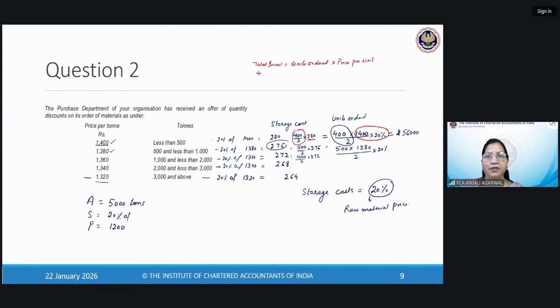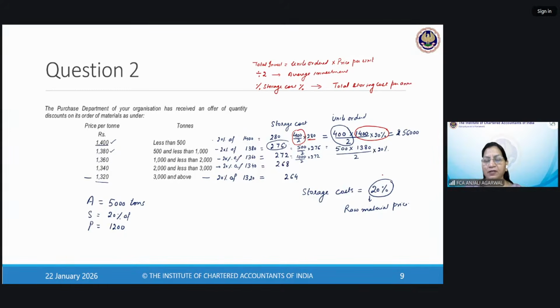When you divide it by 2, you get your average investment. And multiply by the storage cost percentage. You get the total storing cost per annum. Storing or holding cost per annum. Okay.